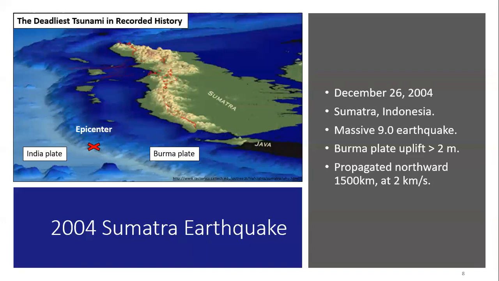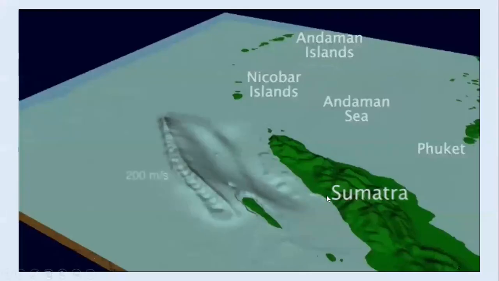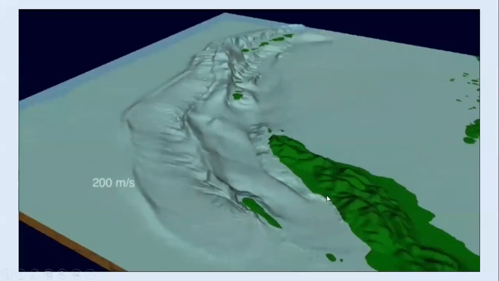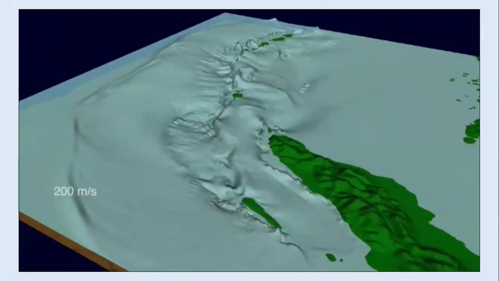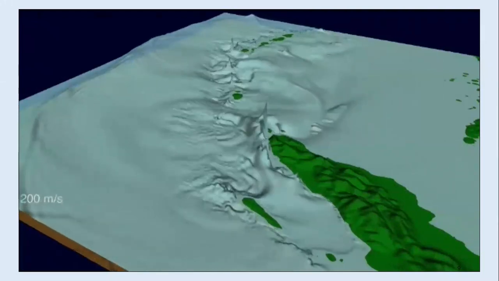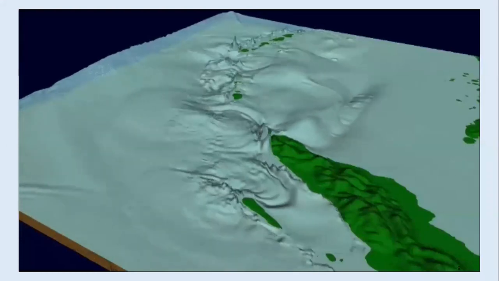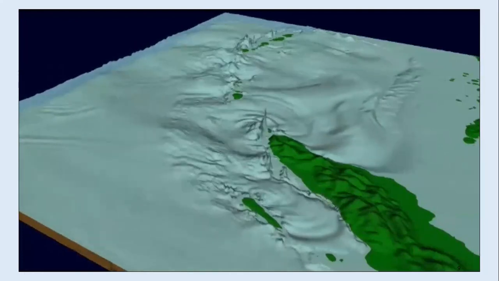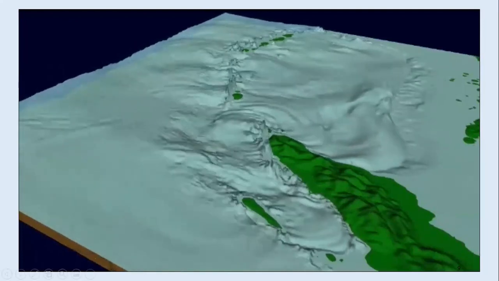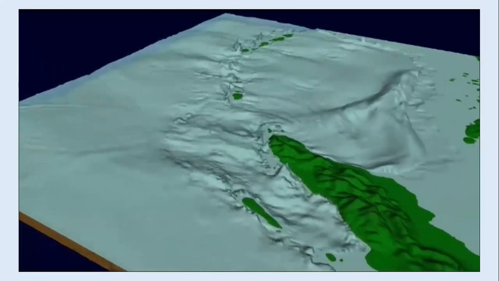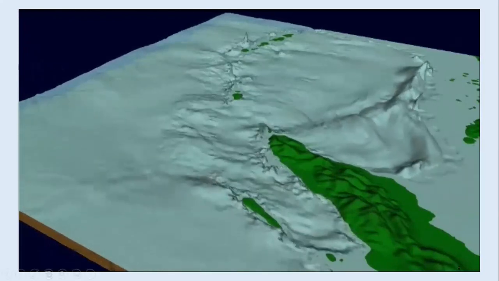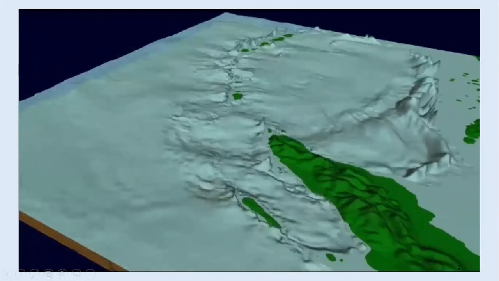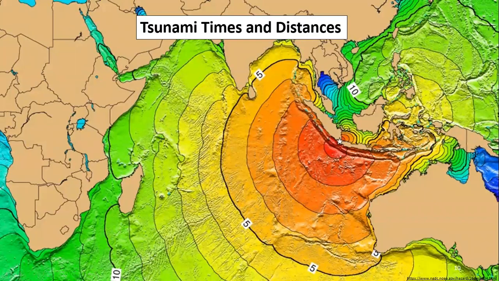The following animated simulation illustrates the event. The displacement of the ocean floor thrust the water column upwards as it migrated north. The giant push of water generated a series of tsunami waves. The resulting tsunami averaged a speed of 190 meters per second, or 425 miles an hour.